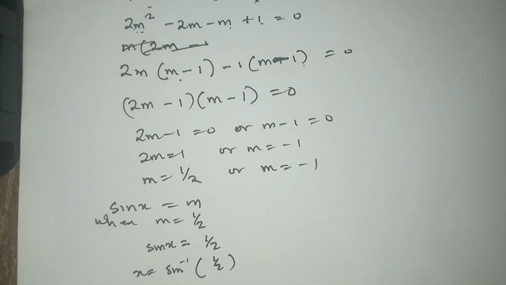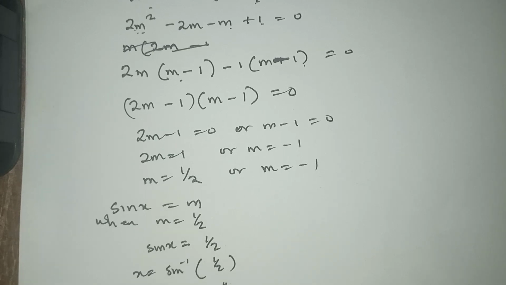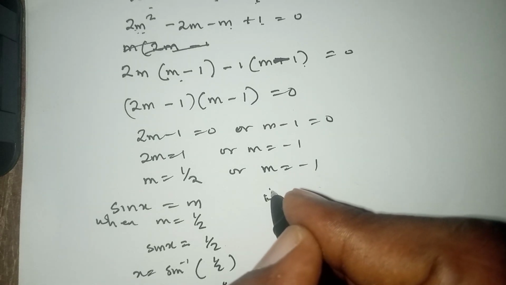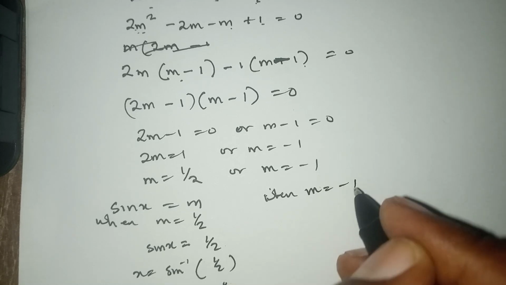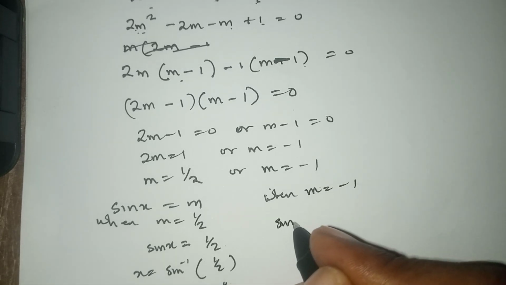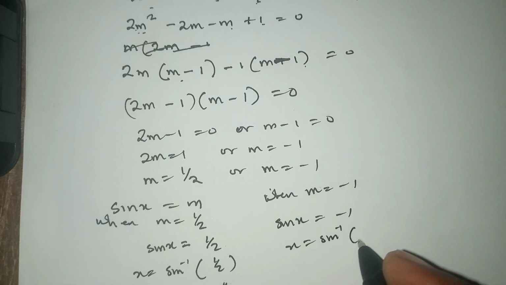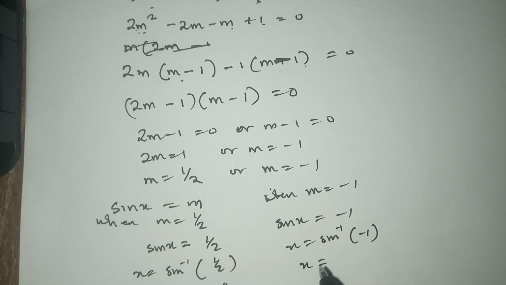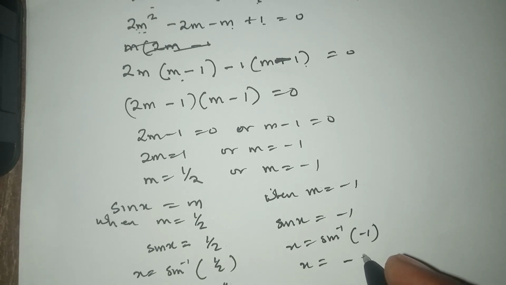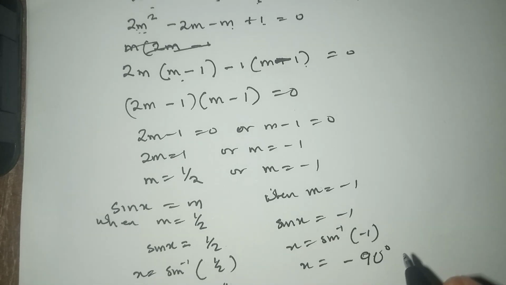And that is, arcsin of 1/2 is 30 degrees. All right. So let's go to the second one. When m equals -1, so sin x equals -1. So x equals arcsin of -1. So x equals -90, minus 90 degrees.